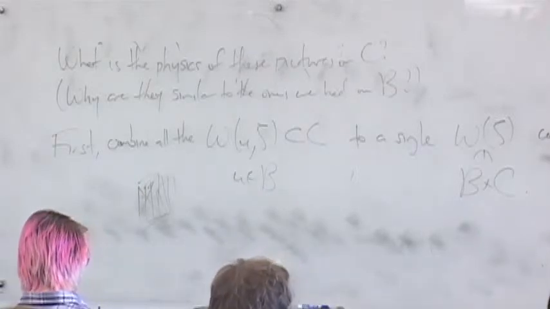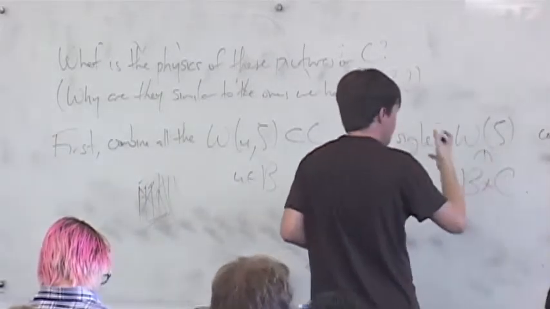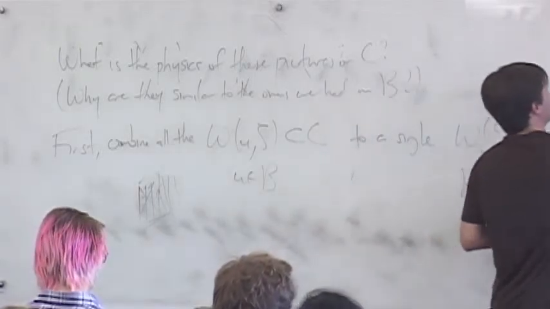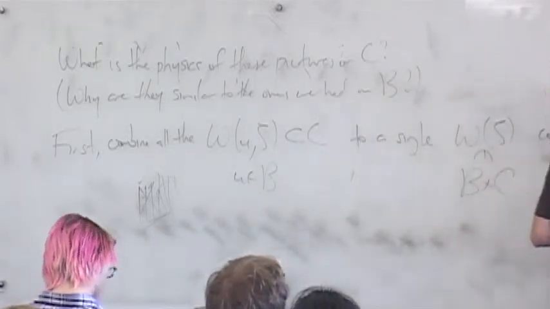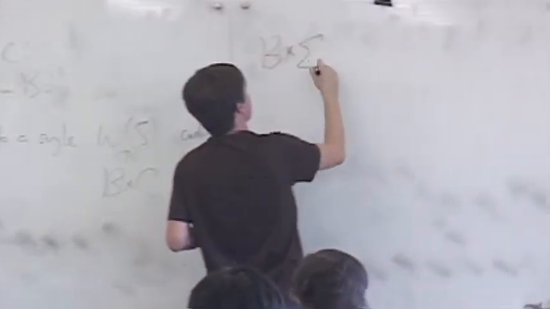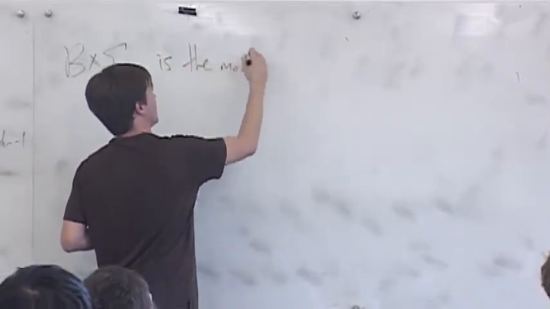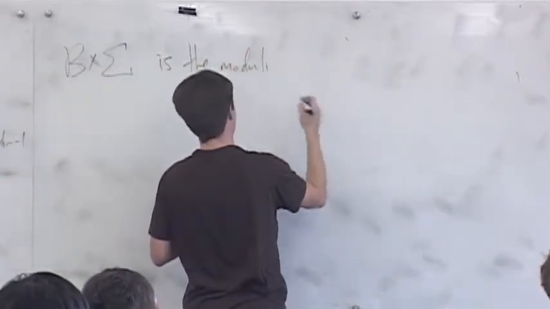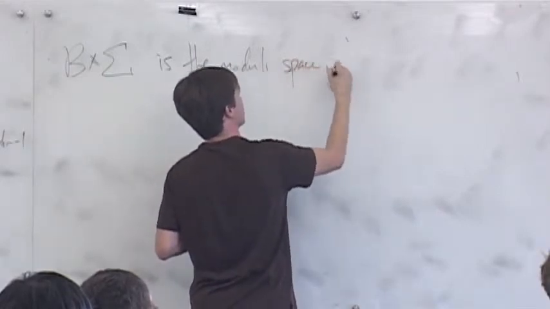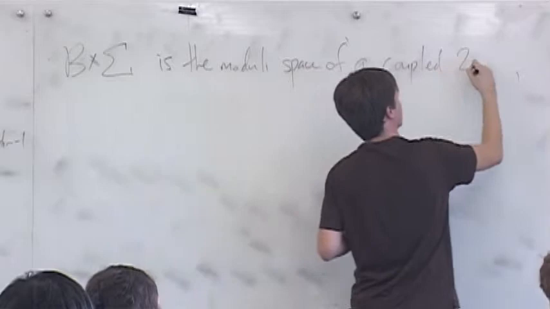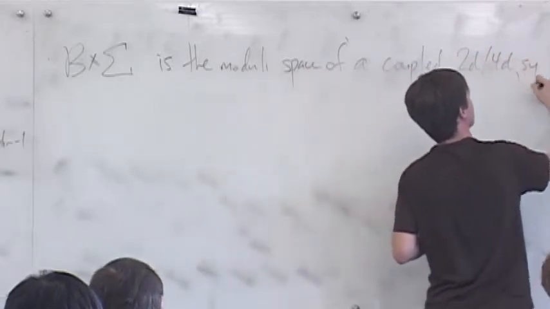Okay, so before, the key thing was that we were drawing a picture on the moduli space of a quantum field theory. And now what I want to say is that B cross C, well, more exactly the cover, B cross sigma, it's almost B cross C, actually is the moduli space of something. It is the moduli space of a certain quantum field theory. What is that quantum field theory? It's a coupled 2D, 4D system.